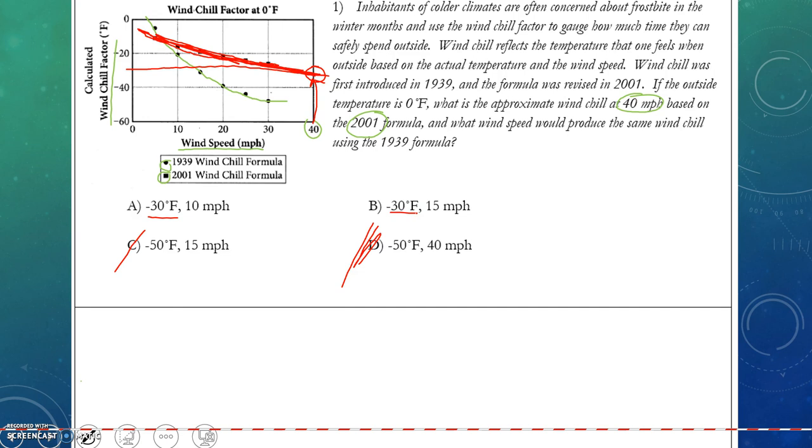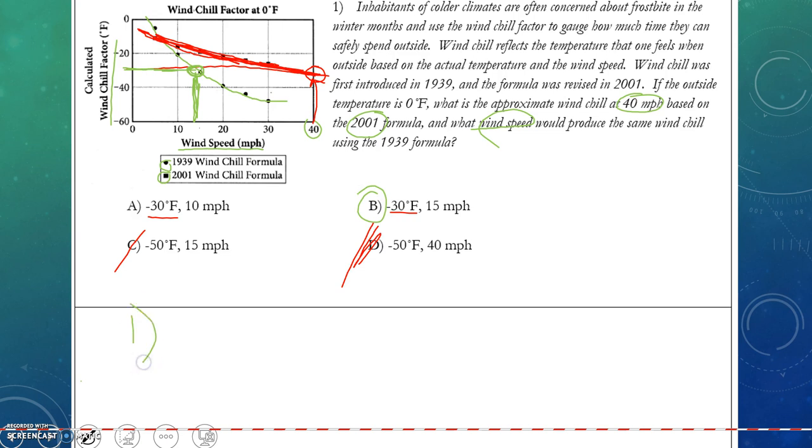So then I need to answer the second question. It says, at what wind speed would produce the same wind chill? So that basically means this wind chill was -30 for that, so I need to look at the green now at -30. So -30, the green is right here. When I draw that down to figure out the wind speed, because that's what the question's asking, wind speed, that looks to be closer to 15 than 10. So my answer would be B.